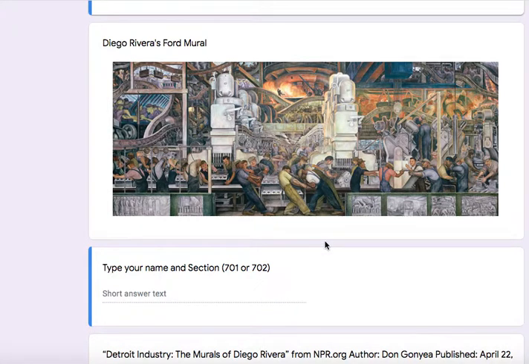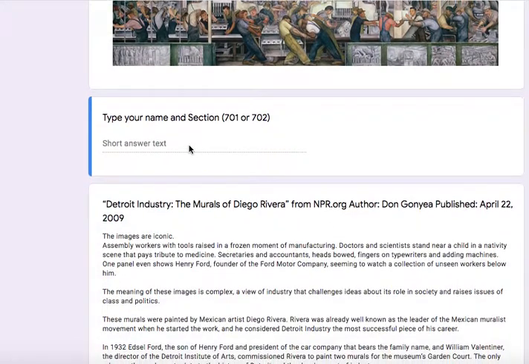And today we're going to find out what was the people's reaction to all of the murals, and also how did he come up with this idea, and how did other people feel about it? Always type your name and your section number here.